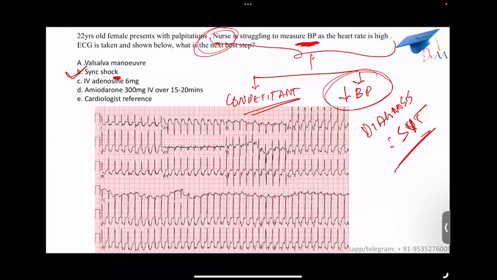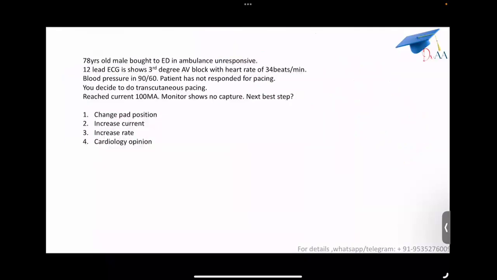Yes, what about the extreme heart rate? Is extreme heart rate an indication for shock? No. Extreme heart rate is not an indication for shock. If we just look out for life-threatening features, we don't look out for extreme heart rate.